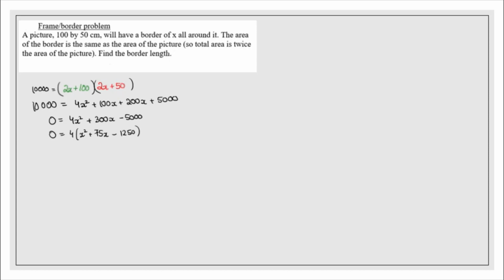What you could do is try to factor this. 4 is common to all of them, so you could pull out 4 as the greatest common factor. And then you could try to do some sort of factoring on this, and you'll notice that all the combinations that you might try, they will not work.